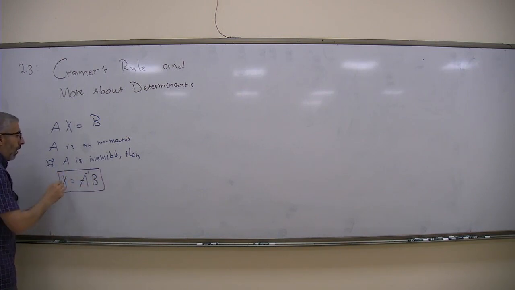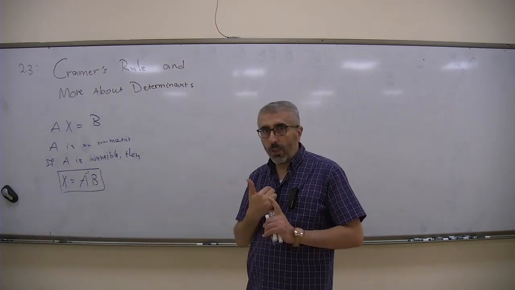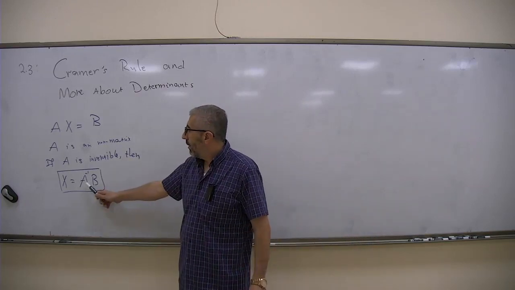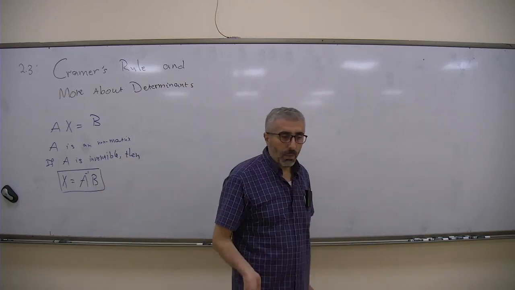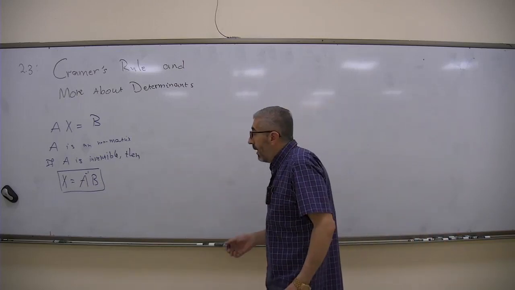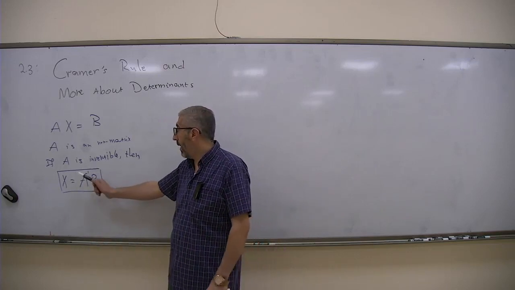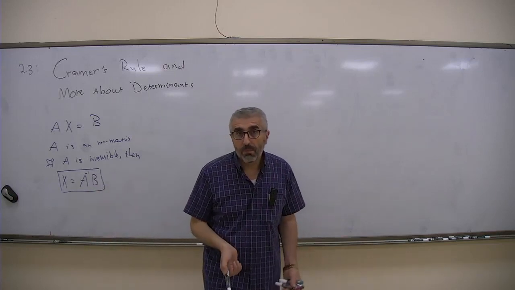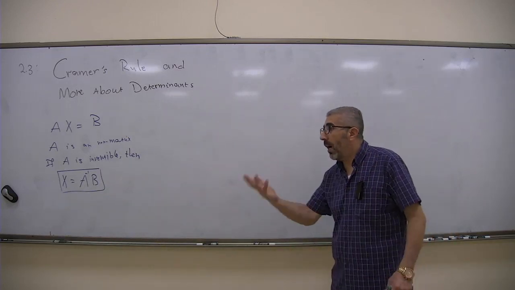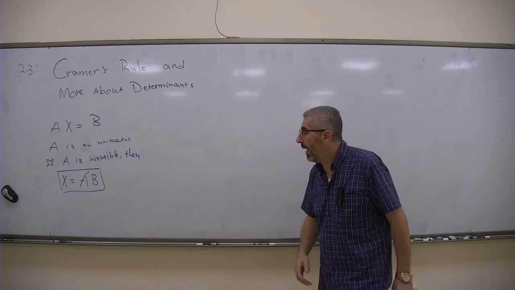Now, how do you find that? We said you have two ways to do it so far. One way is you do it using elementary row operations and echelon form or reduced row echelon form, and you get X. The other way is to find the inverse of A, and you just multiply A inverse by B. Of course, you have the third way, which is to use the computer, but we're talking about the ways in which you can do it by hand.